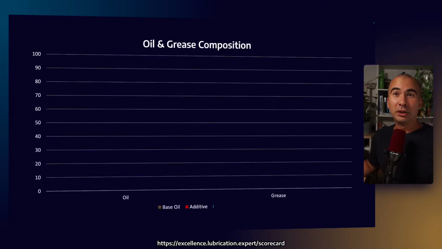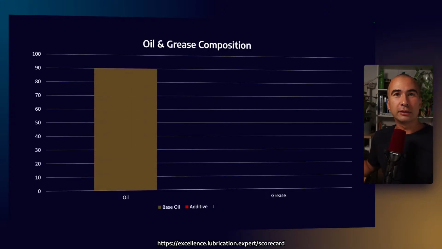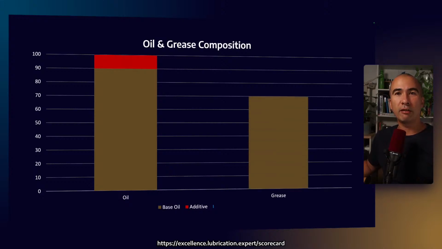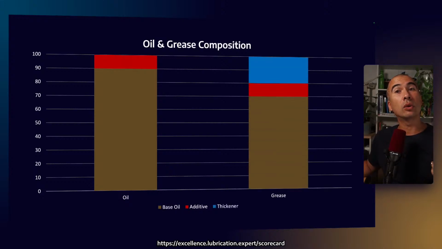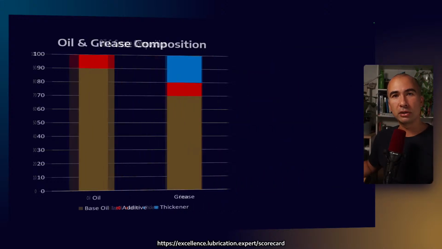All right, we talked about lubricants. Now we're going to talk about greases. So when we have an oil, we said that there are just base oils and additives. Now with grease, we introduce a third ingredient. So we have base oil, we have additives, and then we also have something called the thickener. That is the third component which makes a grease.